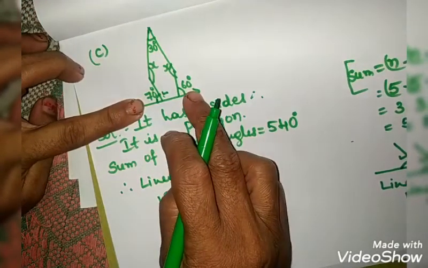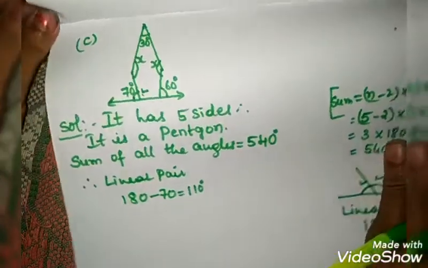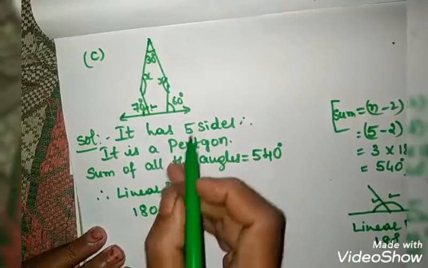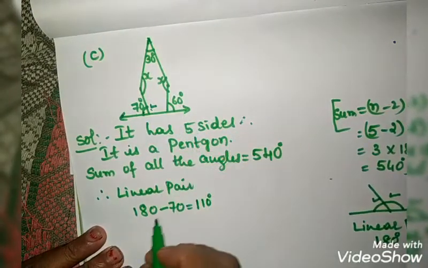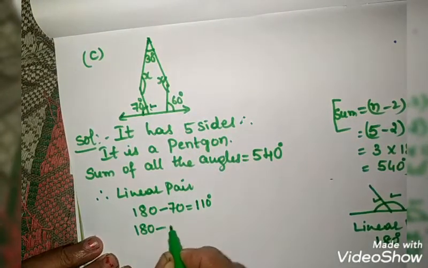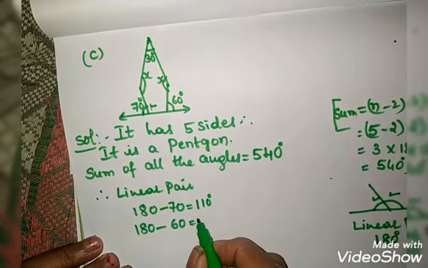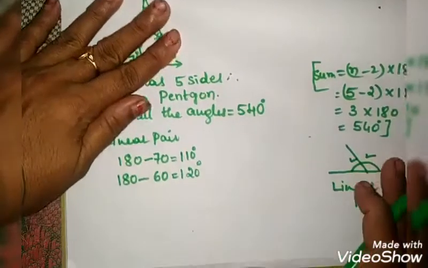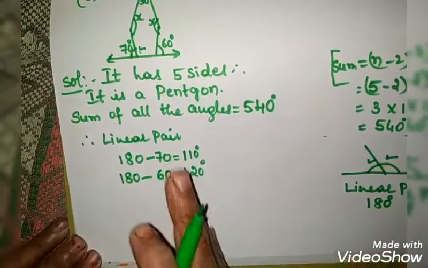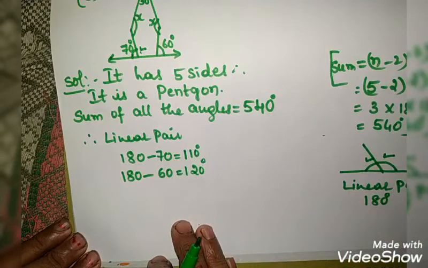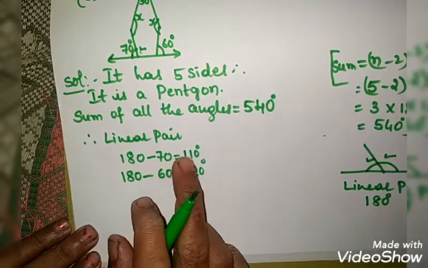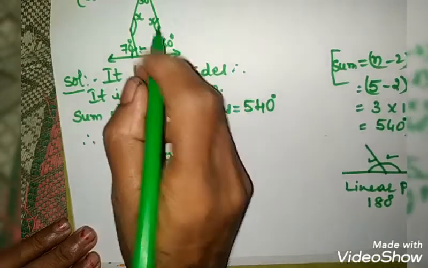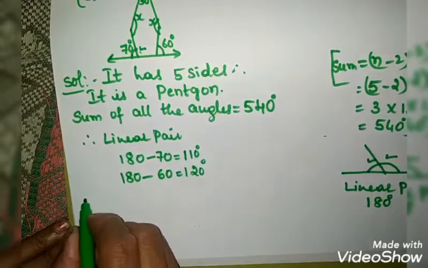Another one. This side also we have the same linear pair. So how can we find it out here? Again 180 minus 60, isn't it, children? 180 minus 60, 120 degrees. Correct? Then we can follow the method as before. Here this angle is now 110, this angle is 120. So we can add all the angles.